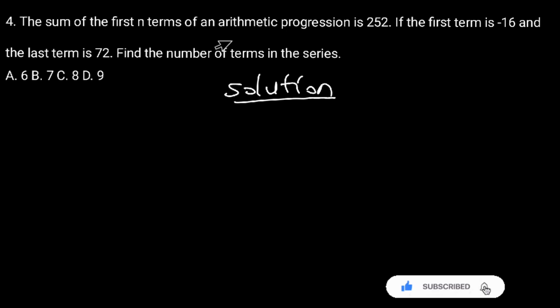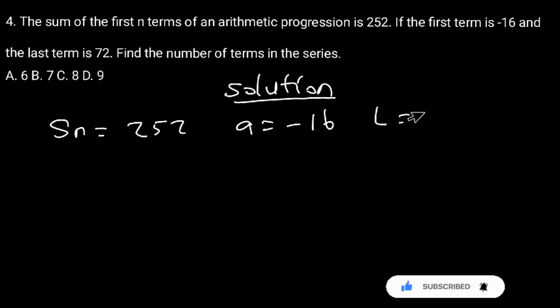So from the question, we are given that the sum of the first n terms of the progression is 252. So Sn is equals to 252. So if the first term is minus 16, so A is equals to minus 16, and the last term is 72, L is equals to 72. Find the number of terms in the series. So we're going to make use of this formula. Sn is equals to n over 2 multiplied by first term plus last term.